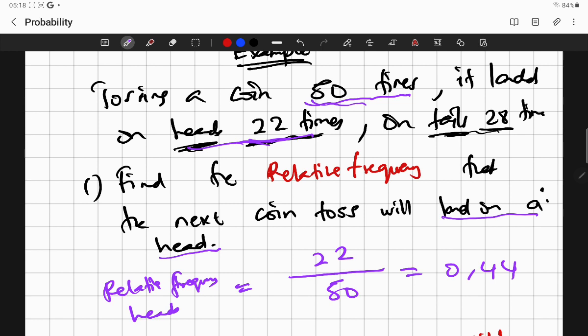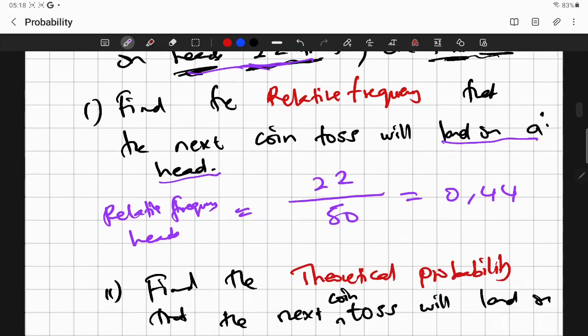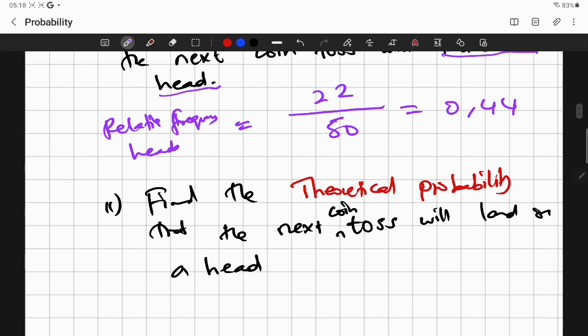So now in the next toss, which is the 51st toss, there is a 44% chance that our coin will land on heads. This is based on an experiment that you conducted. But now if I say to you, find the theoretical probability that the next coin toss will land on a head. Remember this one, we say it doesn't look at an experiment. We conduct no experiment on this one, so we ignore any past information here.